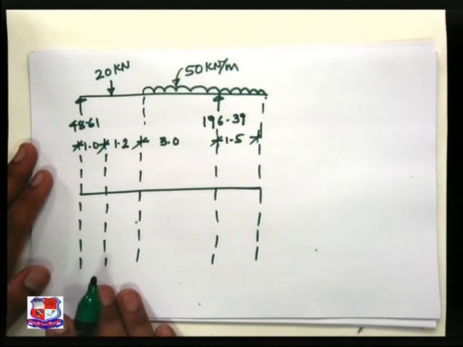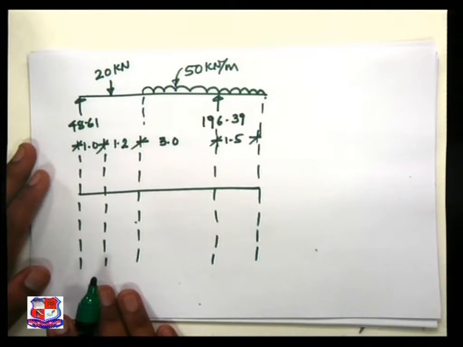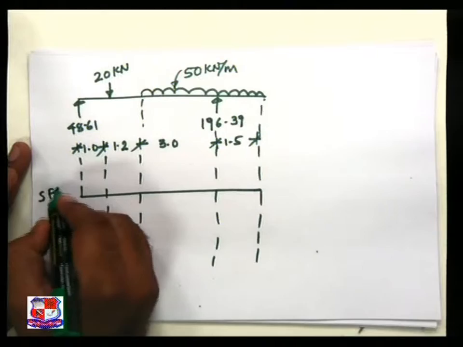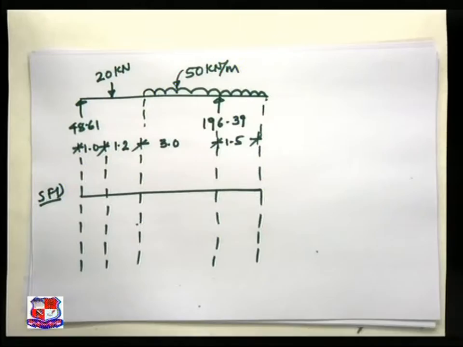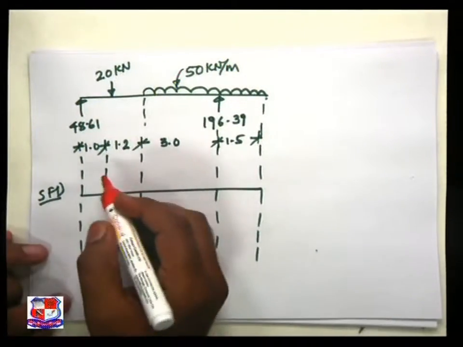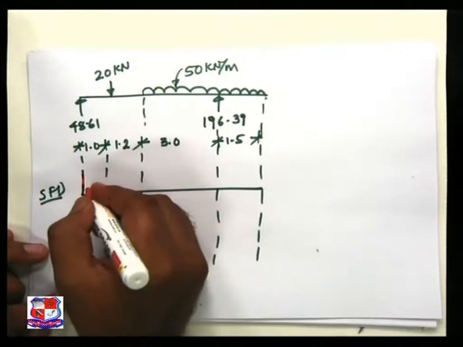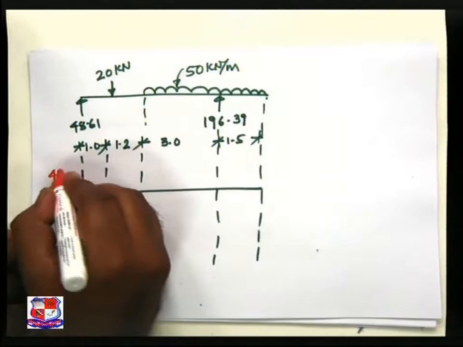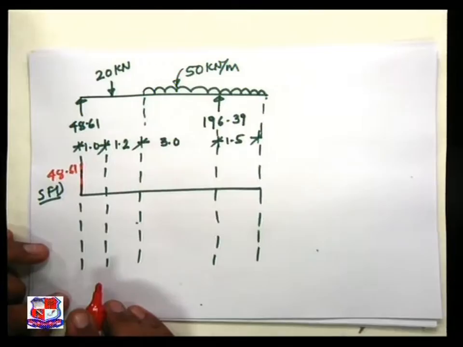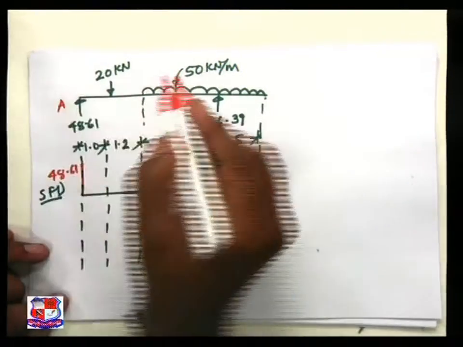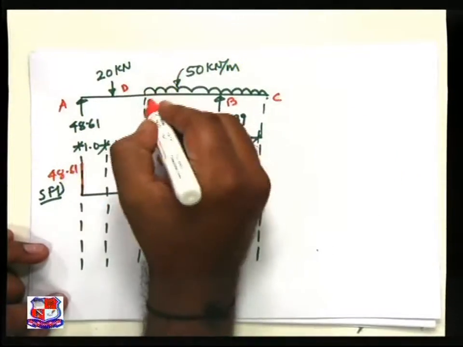Before we take the section method, let us use our fundamental concept and plot the shear force diagram. Reaction itself gives the value of shear force. So this ordinate comes to be 48.61. This is point A, this is B, and this is C, D and E.